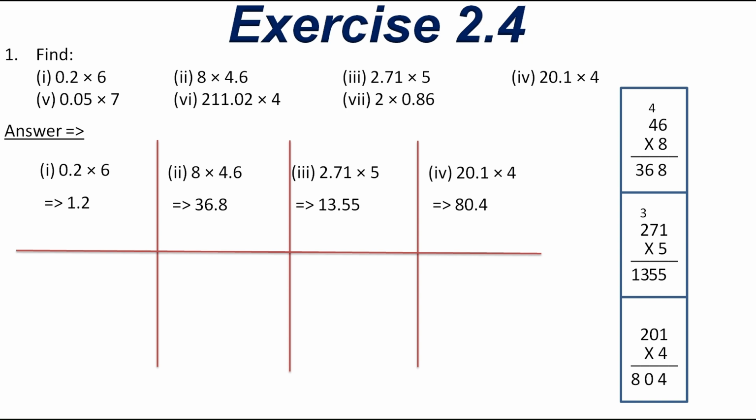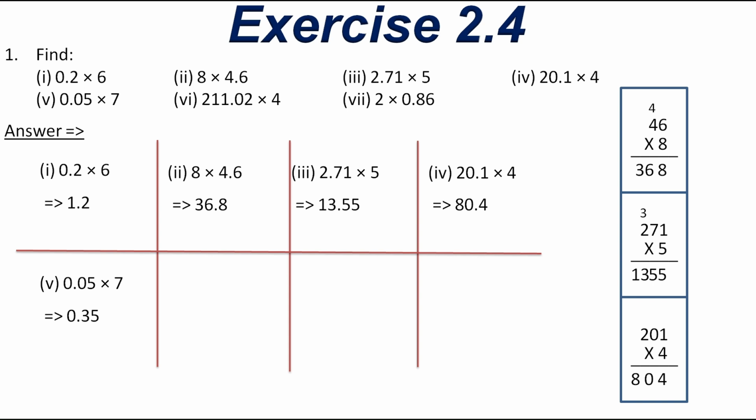Okay, next we have the fifth one, 0.05 into 7. Here, if I forget the decimal point, the number becomes 5. So I have to multiply 5 into 7. 7 fives are 35. So the answer I am getting is 35. But while putting the decimal point, you can see that the decimal point is present before two digits from the right. So we have to put the decimal point before two digits from the right, but here only two digits are there. So the decimal point will come here and before that we have to write 0. So the answer became 0.35.